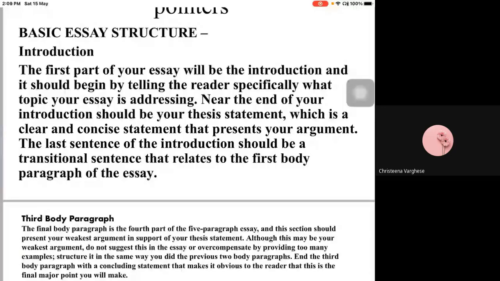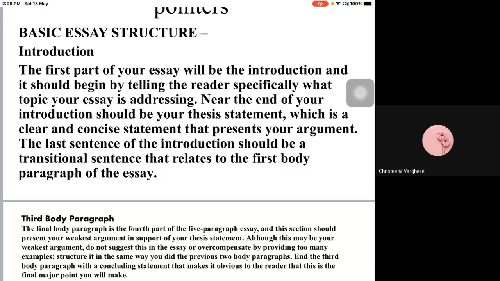So in the first part of the paragraph itself, you should very clearly delineate the point that you're going to be making in the second body paragraph. And again, like we did previously, we illustrate with suitable examples. So use examples to support this argument in subsequent sentences and end the paragraph with another transitional sentence that takes you into your third and final body paragraph.